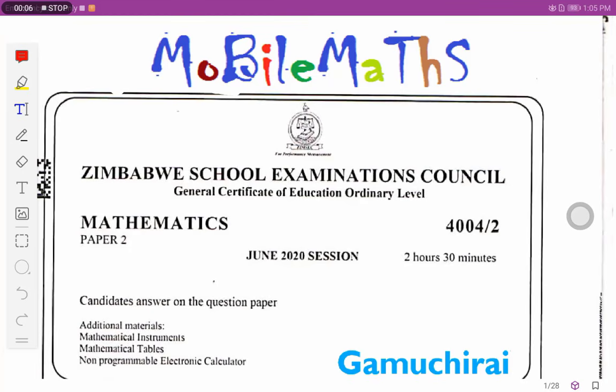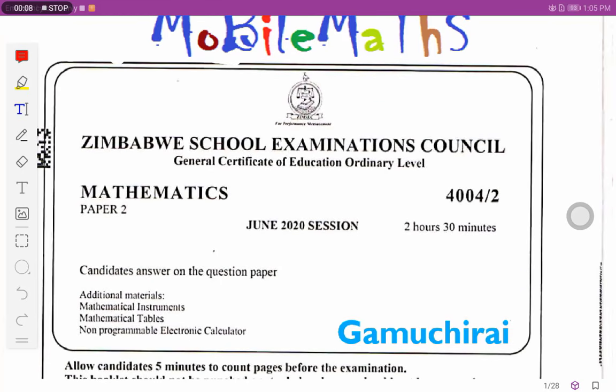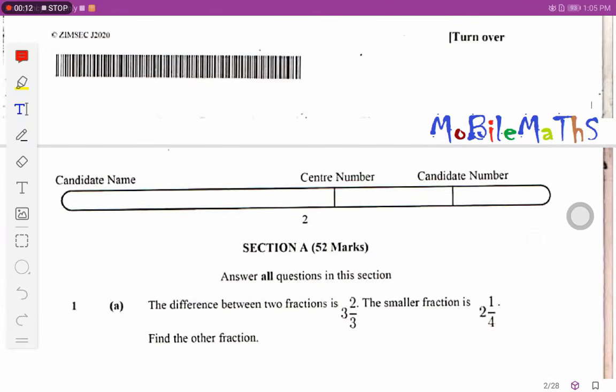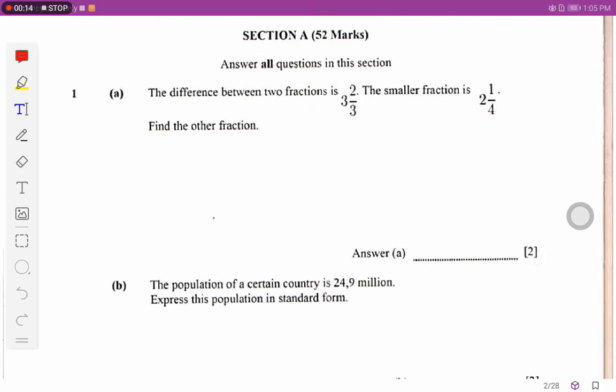Today I want us to look at paper 2, June 2020 session. Here we have section A and section B. Section A has 52 marks and we must try as much as possible to get all those 52 marks. Let's go to number 1.